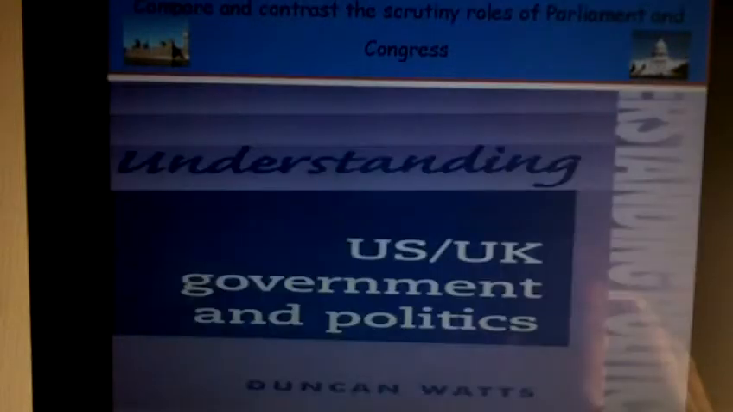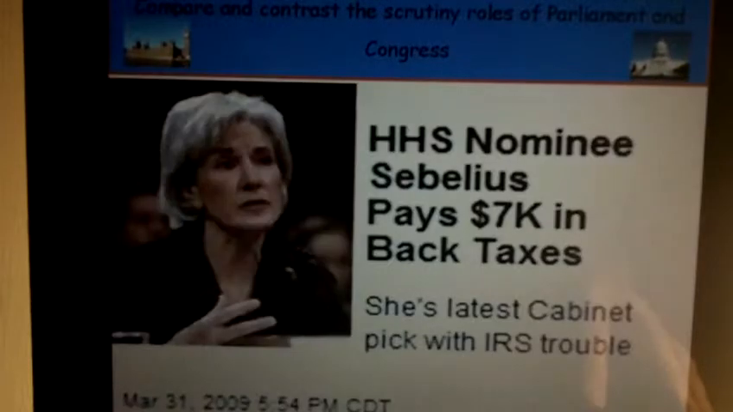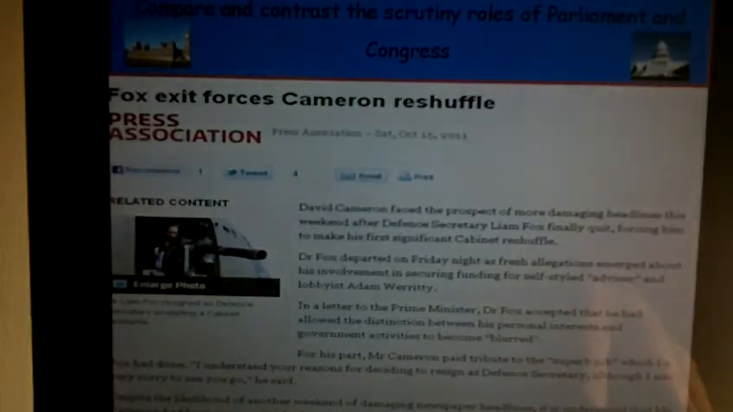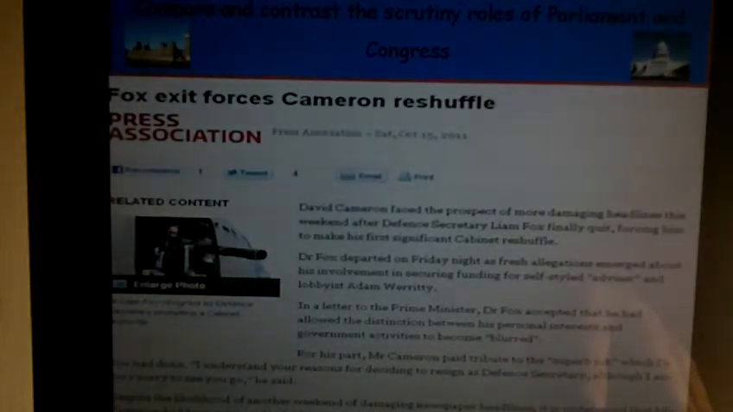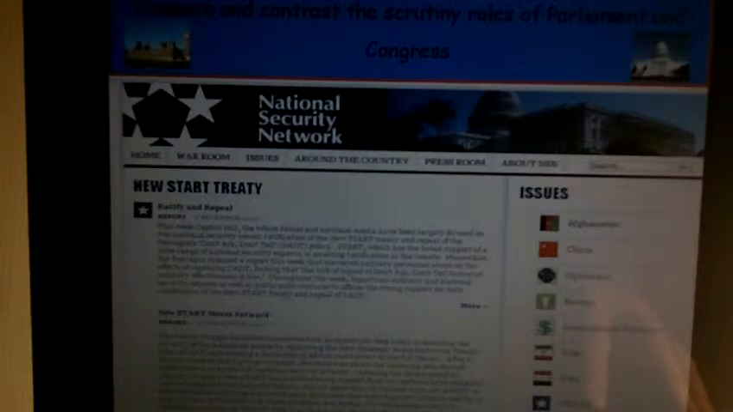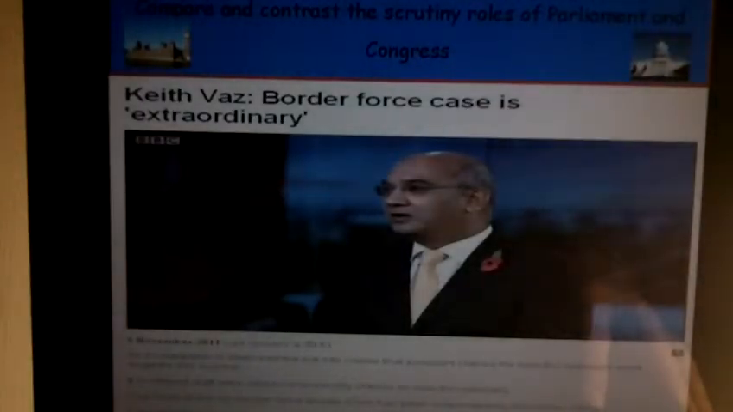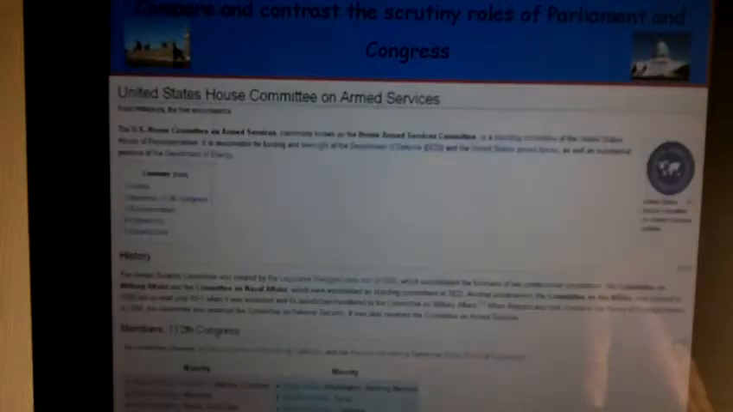The scrutiny rule also involves matters such as appointments, scrutinising treaties, monitoring the performance of government departments, specifically monitoring foreign policy, and holding members of the executive to account. A fundamental point must be made.